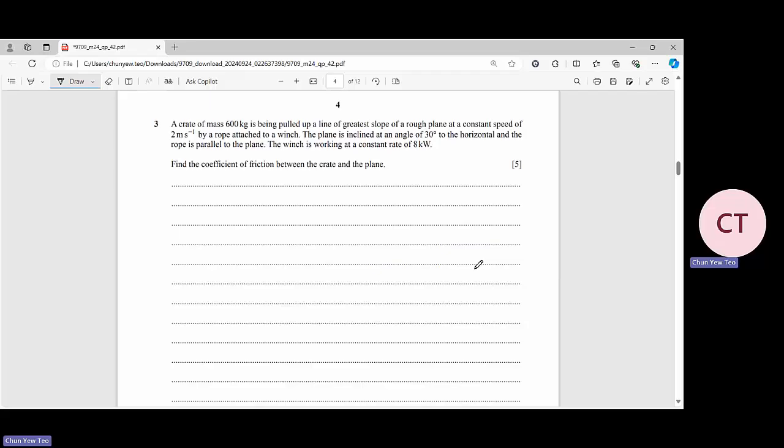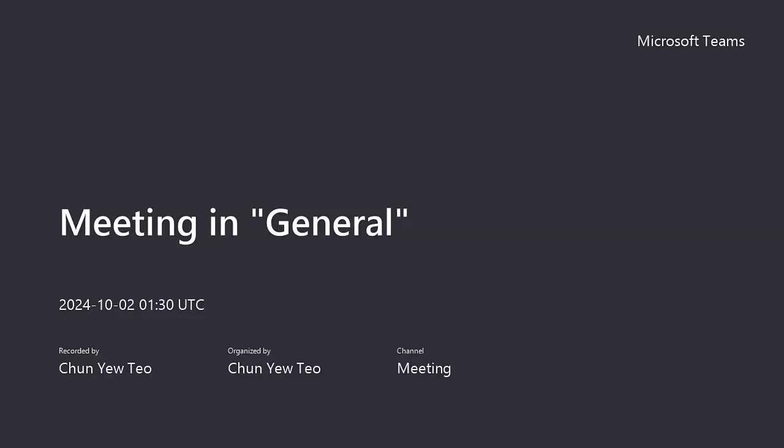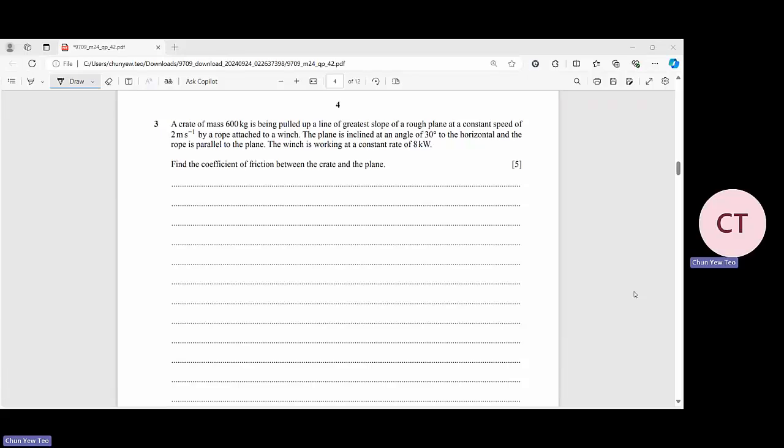Moving on, question number 3. Okay, now we take a look at question number 3. A crate of mass 600 kg is being pulled up a line of greatest slope of a rough plane at a constant speed of 2 meters per second by a rope attached to a winch. The plane is inclined at an angle of 30 degrees to the horizontal, and the rope is parallel to the plane. The winch is working at a constant rate of 8,000 watts. Find the coefficient of friction between the crate and the plane.